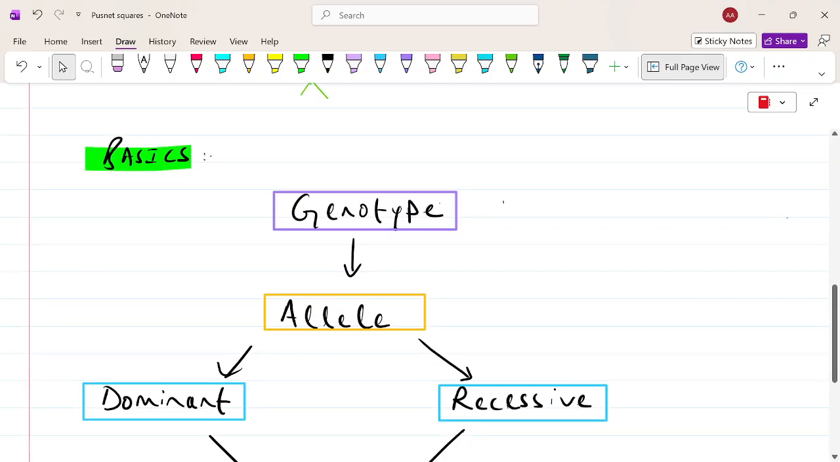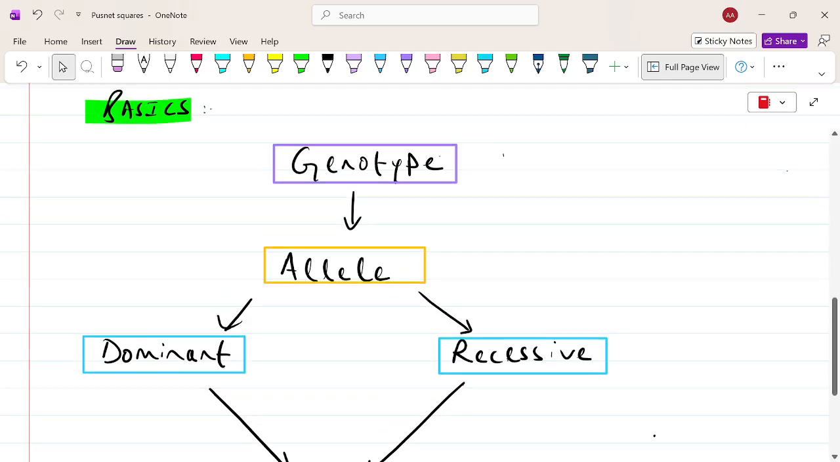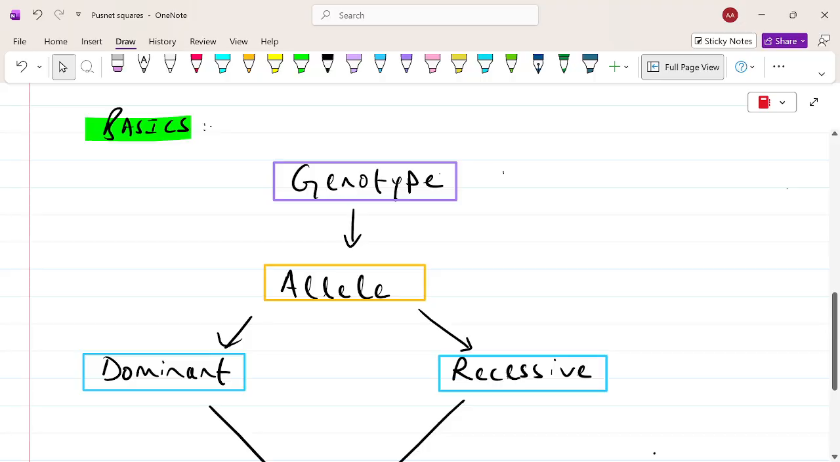Now let's talk about the basics. In the basics, we are going to be talking about some terms that are really important that you need to memorize as they can come as it is in your exam. So let's talk about first the genotype. Genotype is the alleles an organism has.